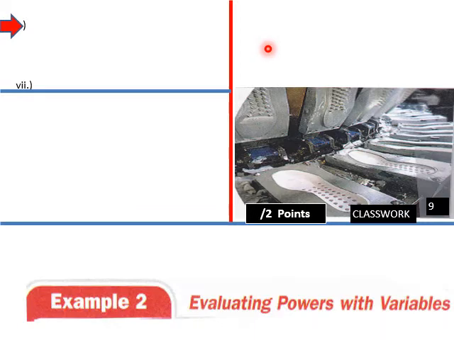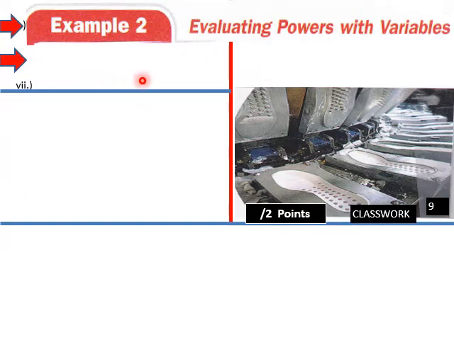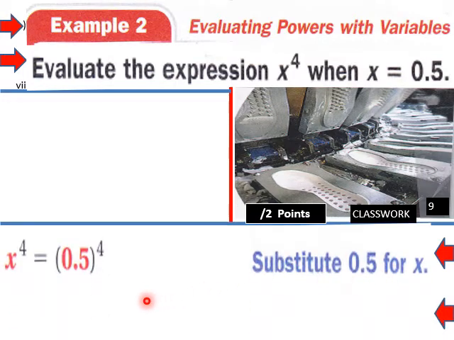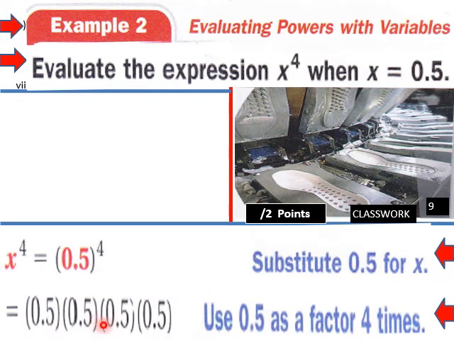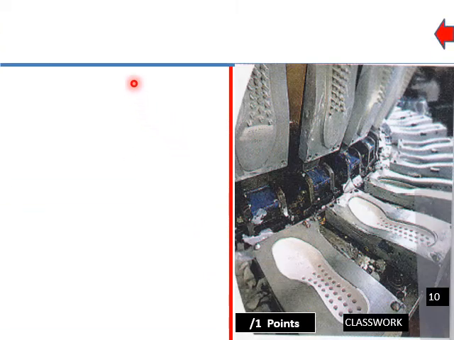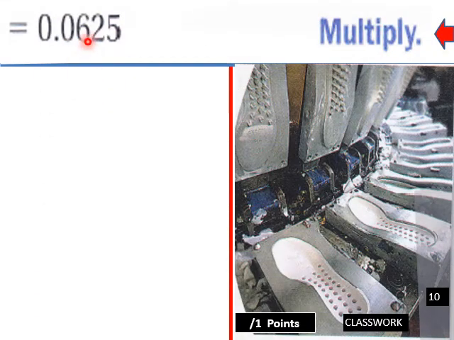Okay, example 2, evaluating powers with variables. Evaluate the expression x to the 4th when x equals 0.5. So x to the 4th would be the same thing when we plug in 0.5 for x. We get 0.5 to the 4th power. Substitute 0.5 for x. 0.5 is a factor 4 times. What does that come out to? So 0.5 to the 4th power would be 0.0625.